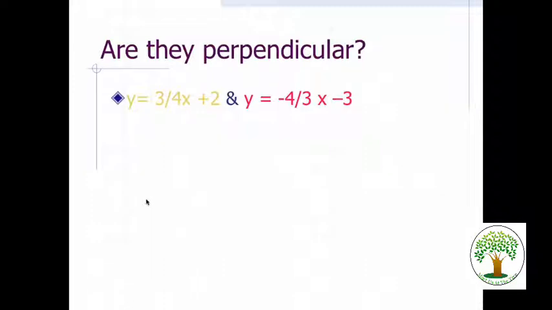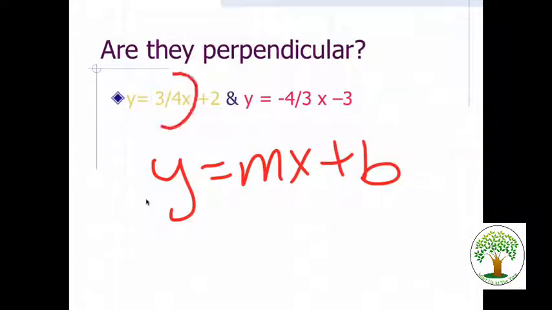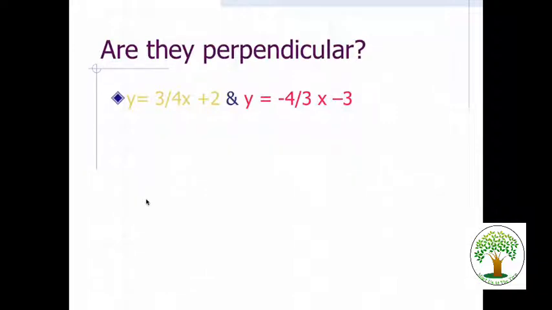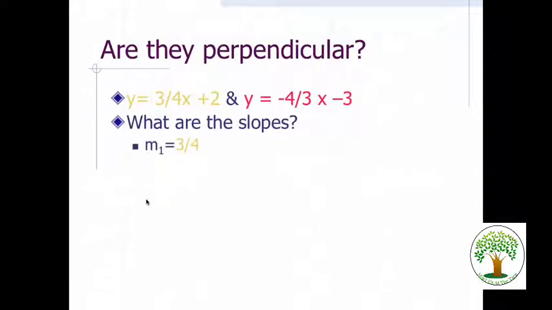All right. Are these 2 lines perpendicular? How would we know? We'd know if we knew their slopes. So what's the slope of the first one? 3/4. We know that because it's y equals mx plus b, and the m part is the 3/4. So the first one, m1, is 3/4, right? If I call this m2, what's its slope? -4 over 3.